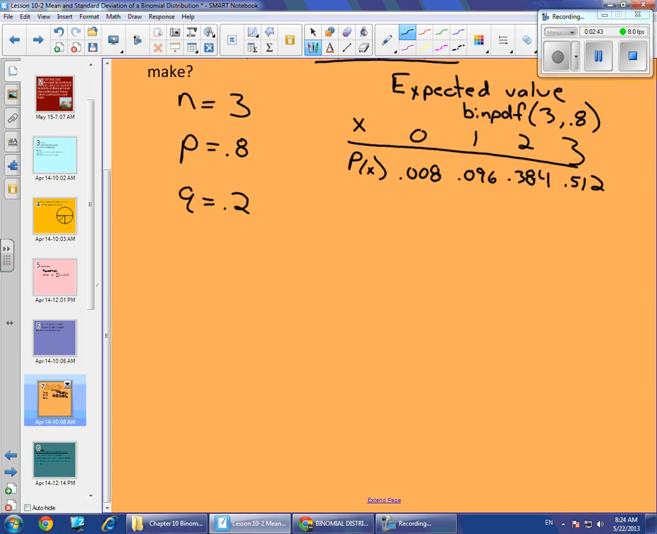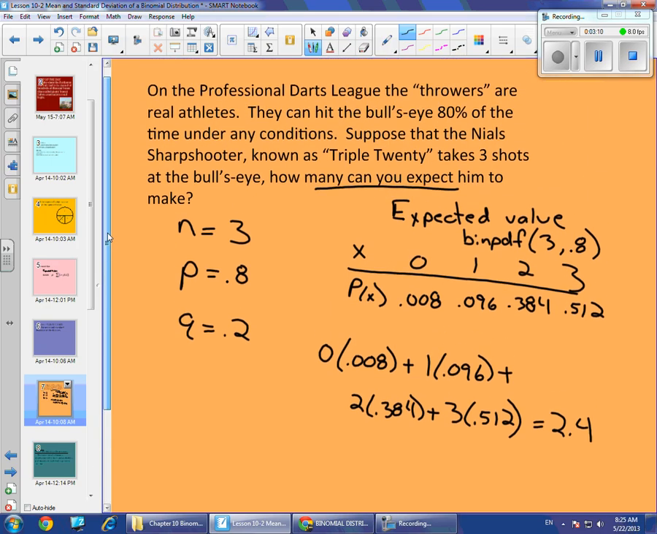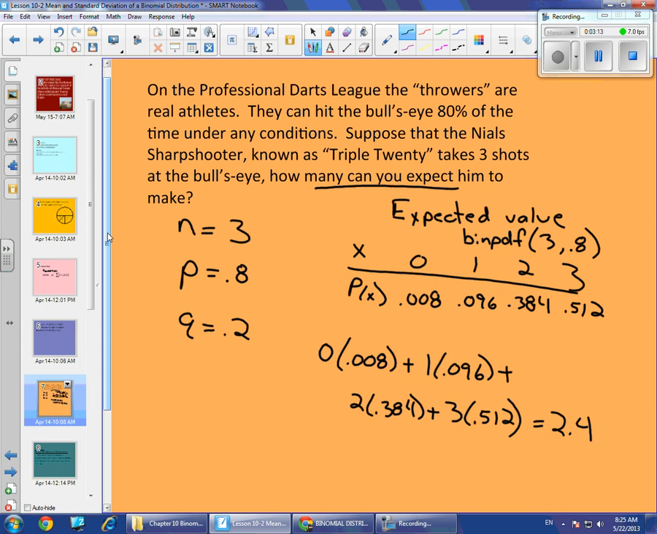Now if I want the expected value, do the expected value calculation. 0 times 0.008 plus 1 times 0.096 plus 2 times 0.384 plus 3 times 0.512. Okay, and what you'll find is this quantity is 2.4, which, if you look back at the situation, is a little obvious. 2.4 is just 80% of 3. And yes, this value can be a decimal. It's a theoretical average. Averages can have decimal values.